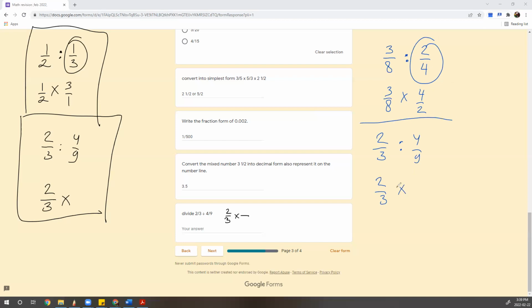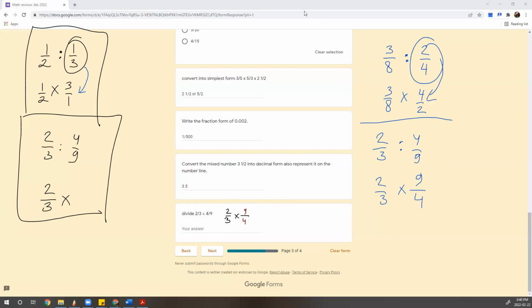Multiply by, by what number, Rachel? Look at the pattern. See what is changing. The denominator and the numerator, so we have to do 9/4. Nice. There you go. That's how you do it. So you multiply by 9/4 because you just changed the position. On the second fraction, not on the first fraction.